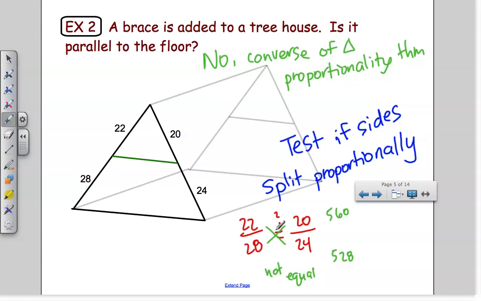Okay, so it was not split proportionally. Again, I could have reduced these and found that the ratios weren't the same. I did the cross products instead, and found that those were not equal. The sides are not split proportionally, therefore that side is not parallel to the line that divided it, the brace.